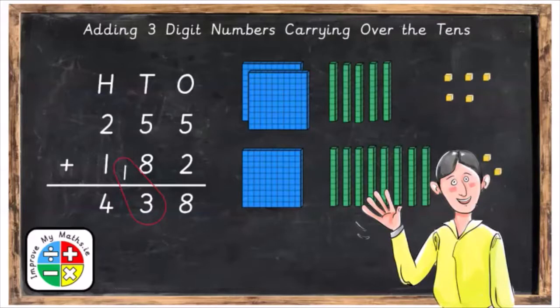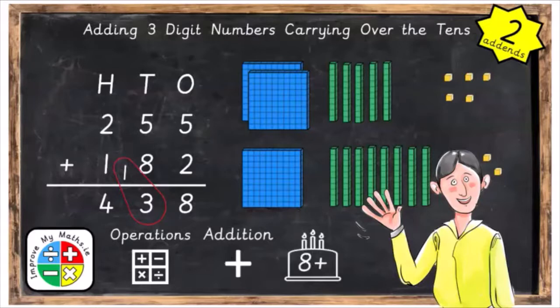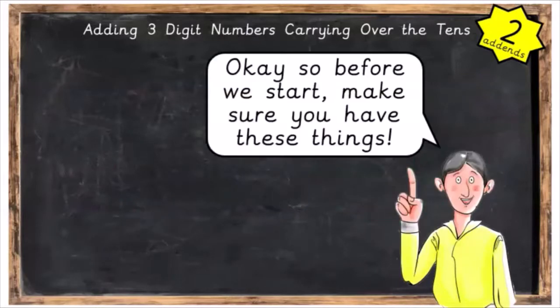Hi everyone, in this lesson we're going to be adding 3-digit numbers carrying over the tens, with 2 addends. This topic is part of the operations and addition area of maths and is suitable for children who are 8 years and older. Okay, so before we start, make sure you have these things.